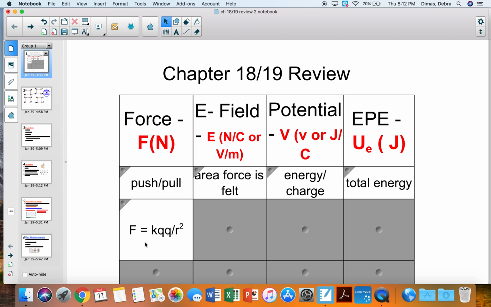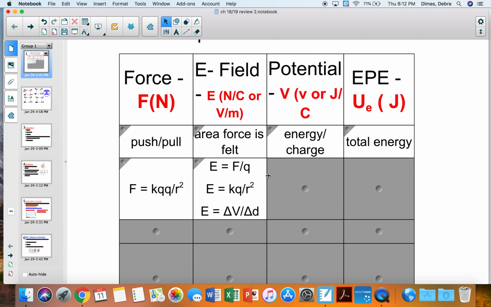There's no energy here until I put a charge at that potential point. The equations: F equals kQQ over r squared. That's Coulomb's law. We know that is inverse square. Should make sense. There are three equations for E field, and you need to keep them straight. So E equals F over Q is straight from the definition. You can use that anytime you want.